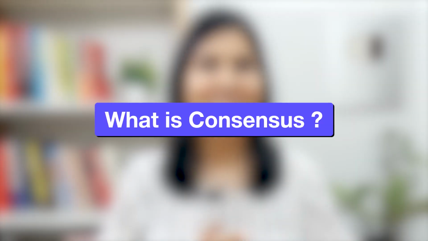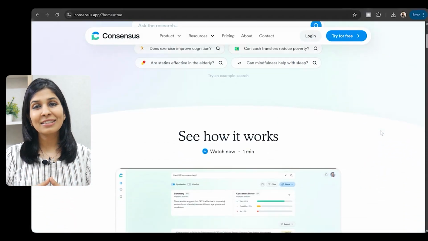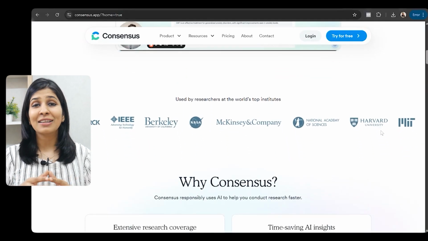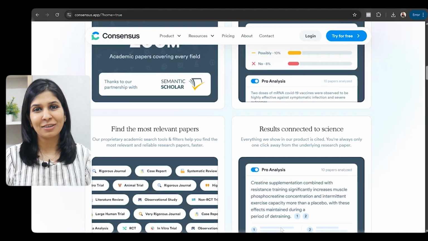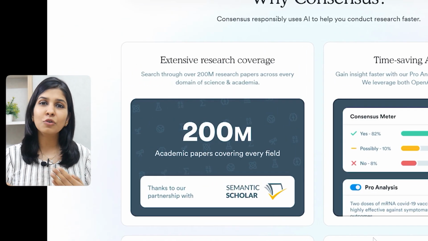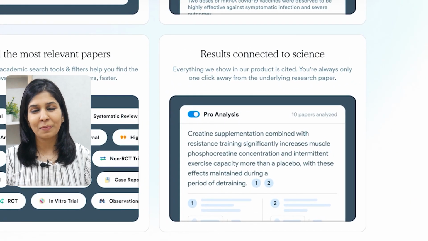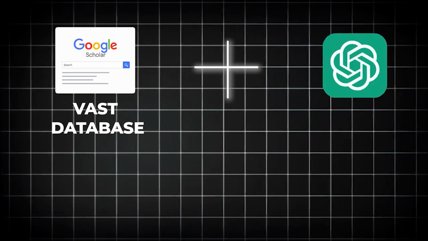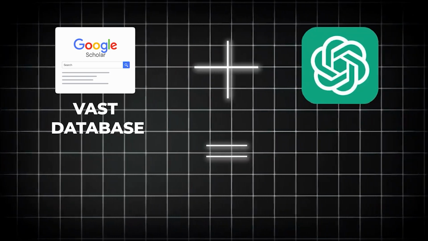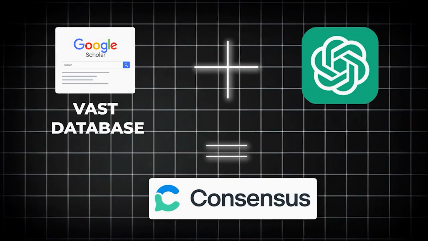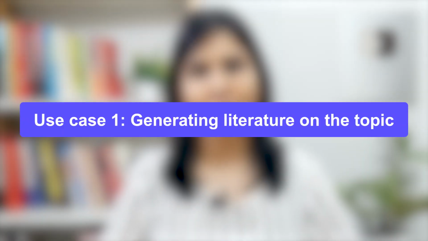And now, let's start by understanding what is Consensus. Consensus is an AI-powered search engine designed specifically for academic research. It goes through millions of peer-reviewed studies to give you research-backed answers to your question. Think of it like combining the vast database of Google Scholar with the conversational power of tools like ChatGPT, but focused entirely on scientific literature.